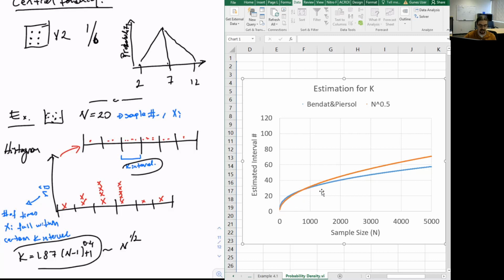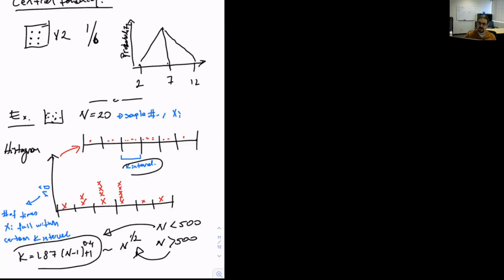So basically, the rule of thumb is that if the sample size n is smaller than 500, you use Bin-Pearson. If it's over 500, you use the square root of n estimation. Okay, so that's how you use it. Now let's close this example here and go back to our lecture and continue on.